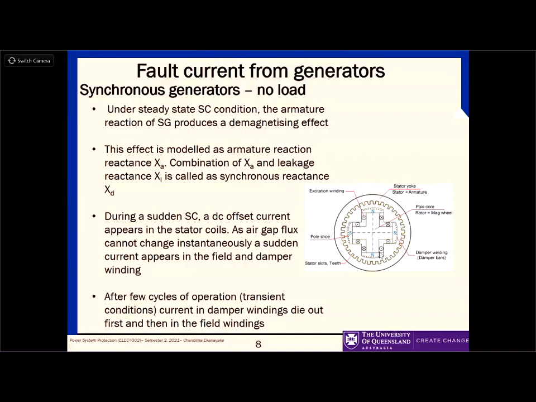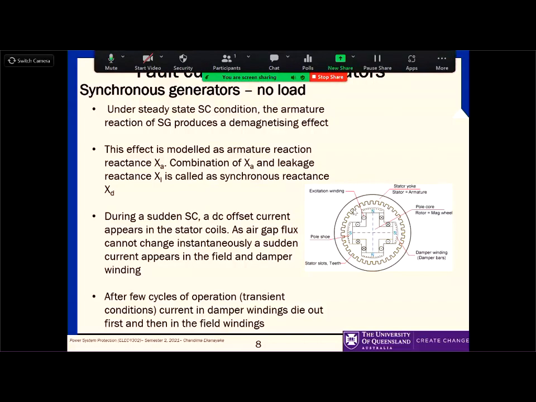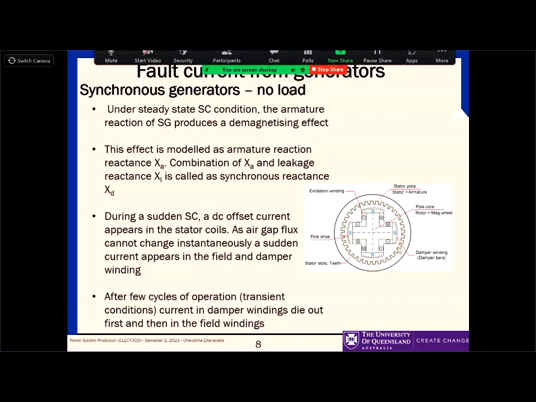Under steady state conditions, you probably remember something called armature reaction if you learned about generators, right? If you don't, it is something like this: the rotor will produce a magnetic field, and it rotates by an external spinning device. But the stator will also produce a magnetic field which is rotating because of its three-phase construction. That will introduce armature reaction, and that will produce a demagnetizing effect in this air gap. The air gap is around this area.